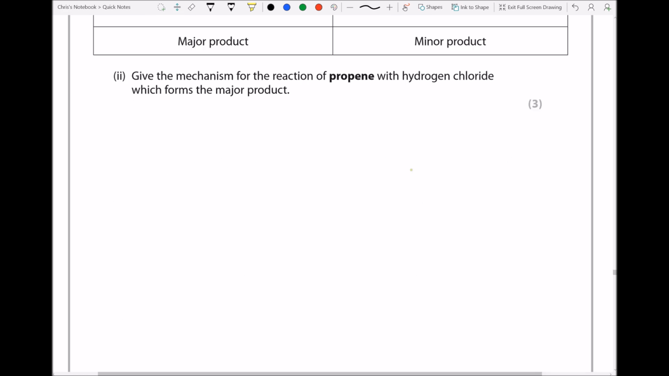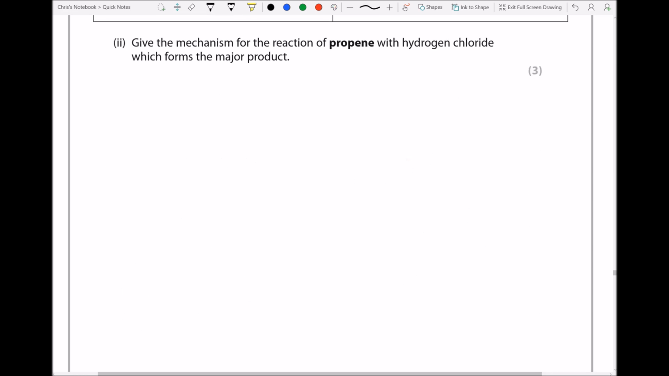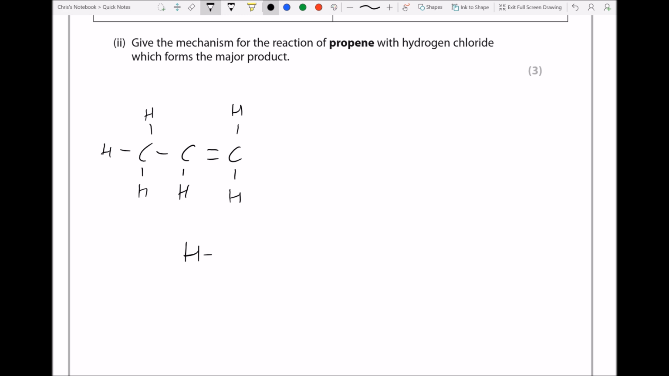Okay. Give the mechanism for the reaction of propene with hydrogen chloride, which forms the major product. Right. This is what I was talking about before, where we have this secondary carbocation. So this is a good opportunity to show you as well. I'm going to just draw it displayed because it helps to see what's going on here. So we've got obviously a double bond there, hydrogen, a carbon with a hydrogen, and another hydrogen. Okay, we're going to add HCl to this.